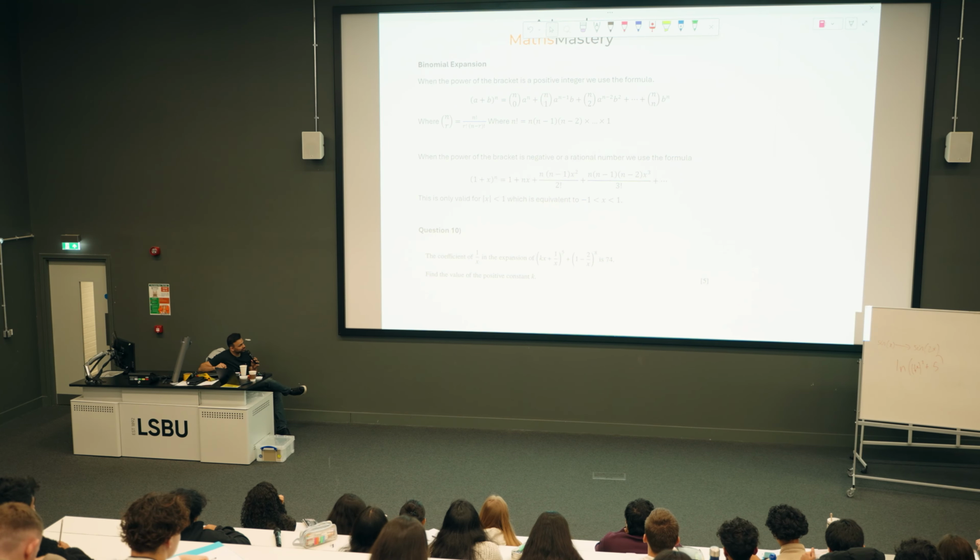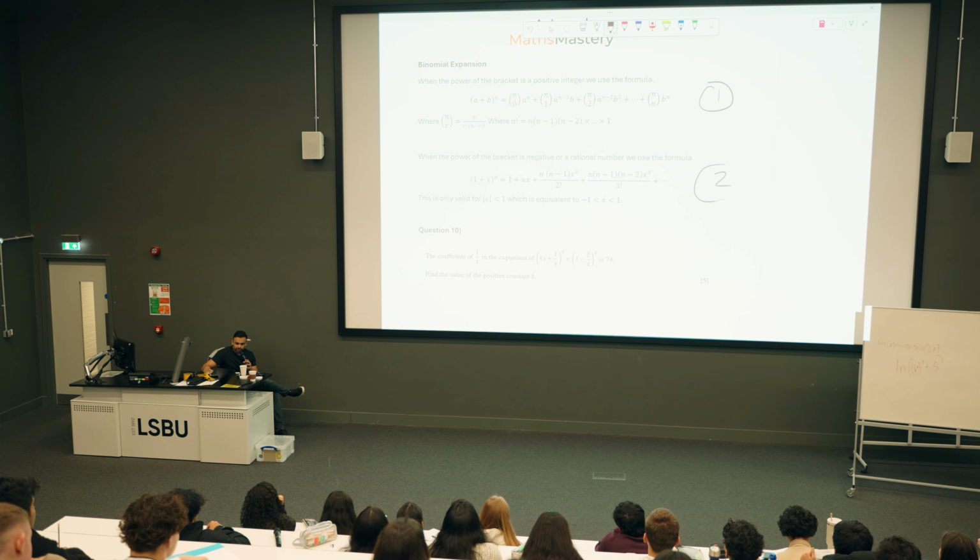Right, coefficient of 1 over x in that expansion is 24. Find the positive value of k. Should I use number 1 or number 2? Put your hand 1 like that, a 2 like that, and don't put your hand the other way around, please. Yeah, which one? Yeah, number 1, obviously, yeah?